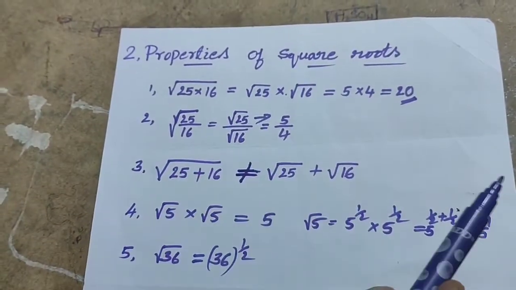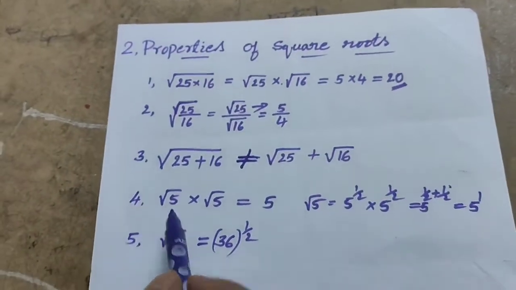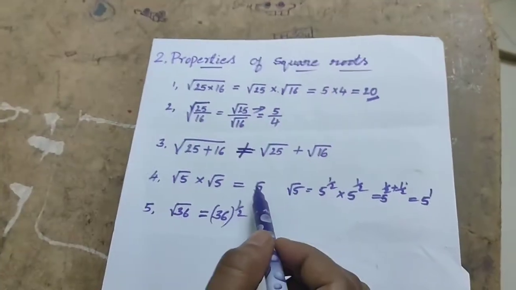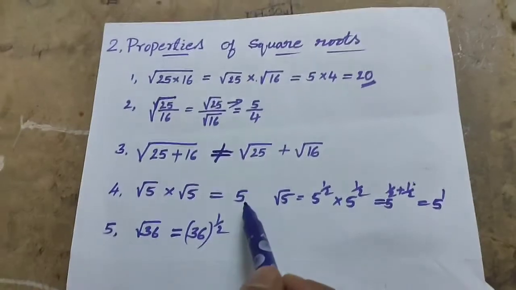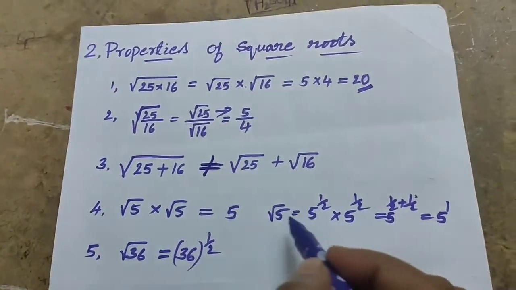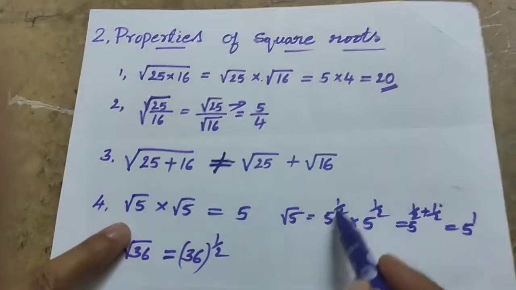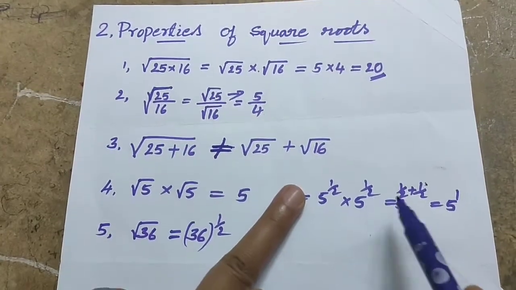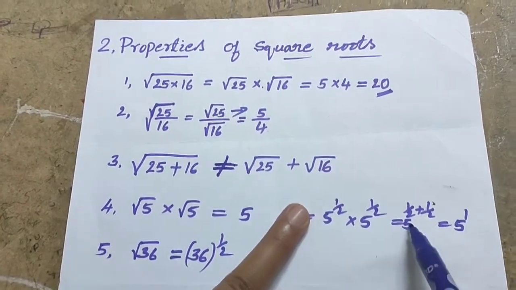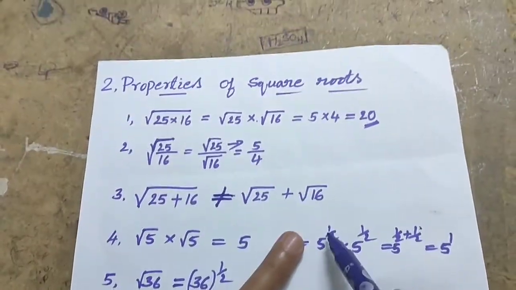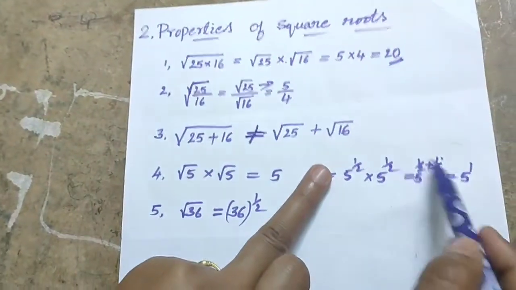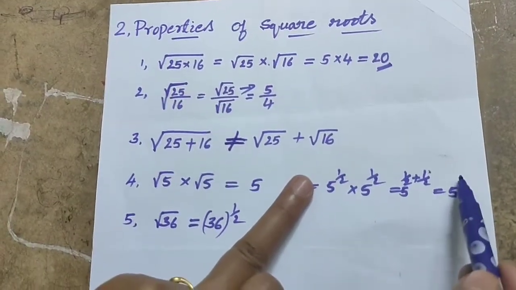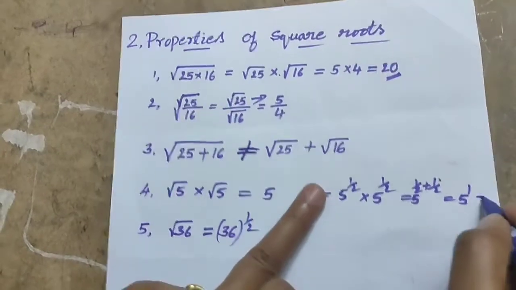Next one is root 5 into root 5. The answer is 5. The question arises: how does root 5 into root 5 equal 5? You can observe this. Root 5 can be written as 5 to the power 1 by 2, and again root 5 can be written as 5 to the power 1 by 2. The base is the same, and when the base is the same, you can add the powers. So 1 by 2 plus 1 by 2, half plus half, equals 1. So the answer is 5.